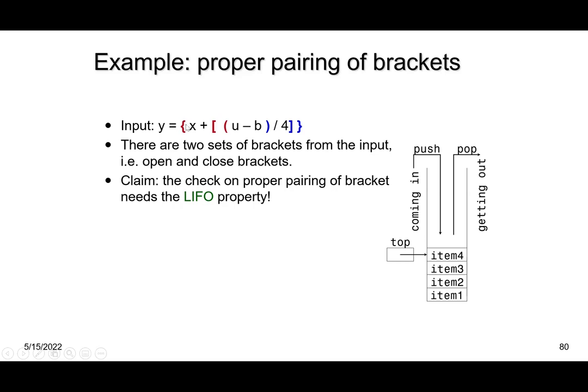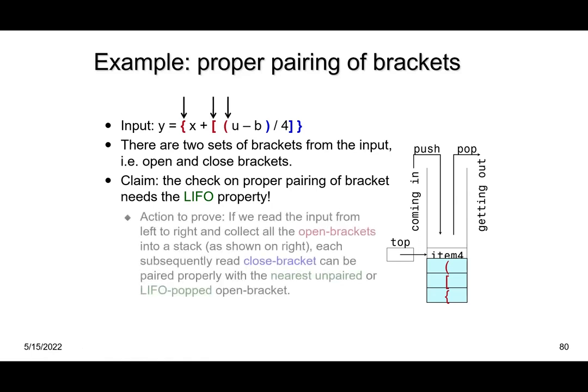Then the next one you encounter is an opening bracket. When you encounter an opening bracket, you are going to push it onto the stack here. Then you continue to read. X and plus are not opening or closing, we ignore. Then the next one you read is another opening bracket, so you will push it onto the stack. The next one is also opening, you will push it onto the stack, right? And then you will encounter this U minus B, so we will ignore this part. We do nothing.